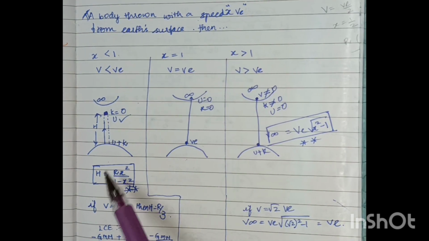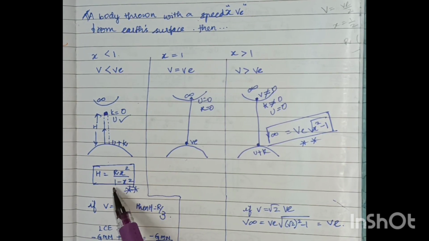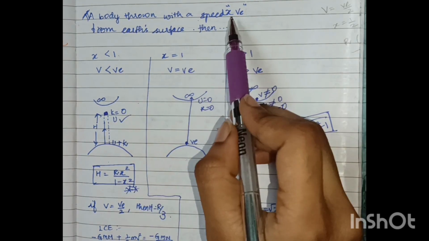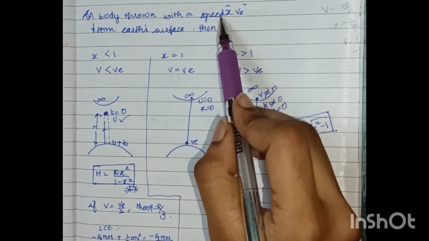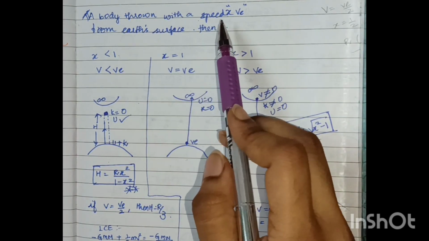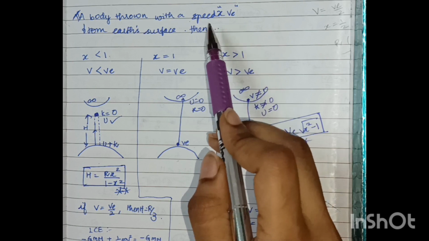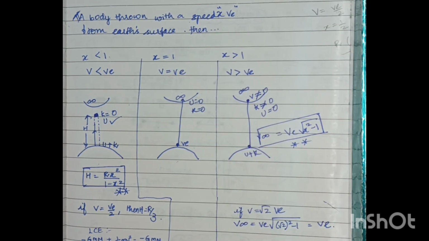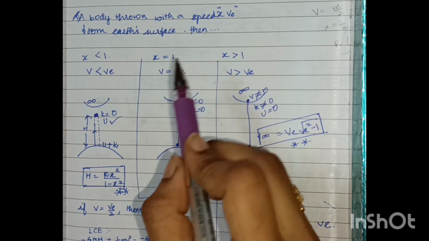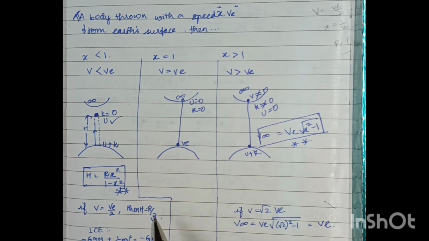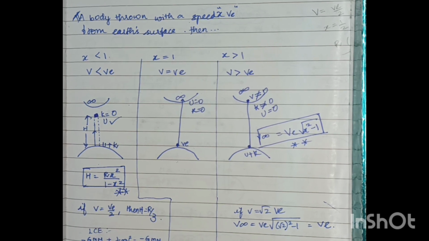Then the simplified formula is R x square by 1 minus x square. What is x here? We have to take this x. If suppose that is 0.5, please take that as 0.5 only. If it is something lesser than 1, for example 3 by 5 Ve, then we have to take 3 by 5 as the x. Then we can get what is the maximum height reached.